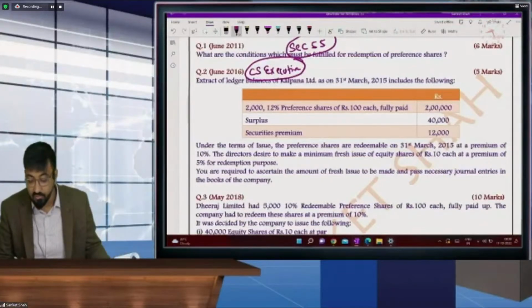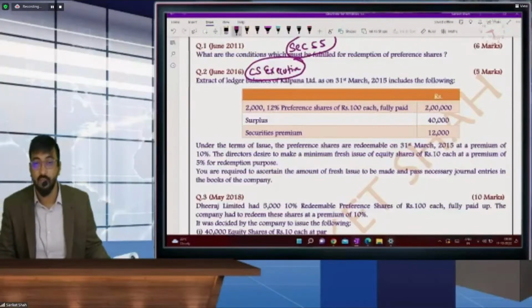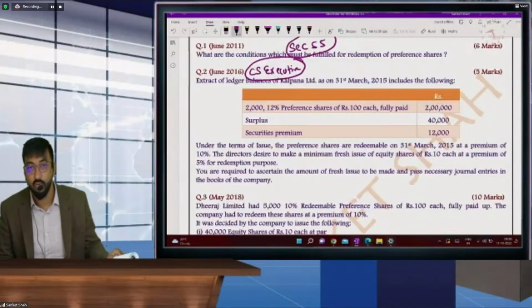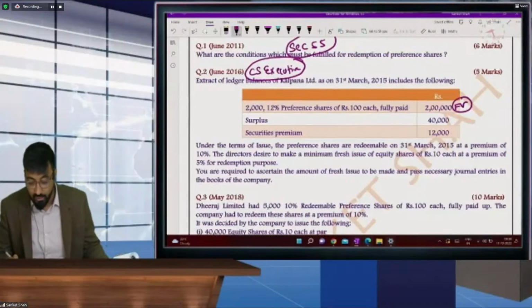As on 31st March 2015, it includes the following. In the scanner, this question is wrong. That's why I have taken this question deliberately. This is a question I took on purpose. Preference share capital. This is face value. You can write it over there.